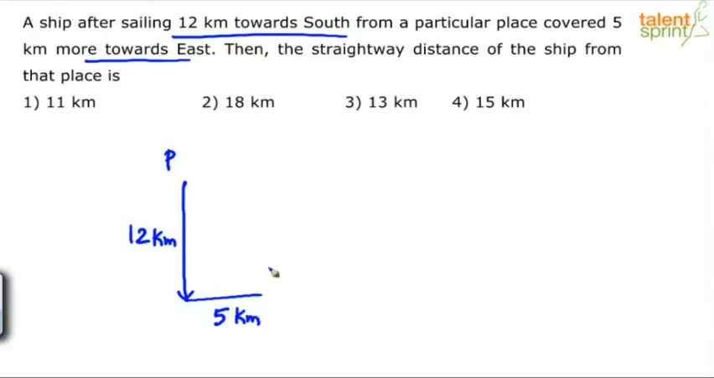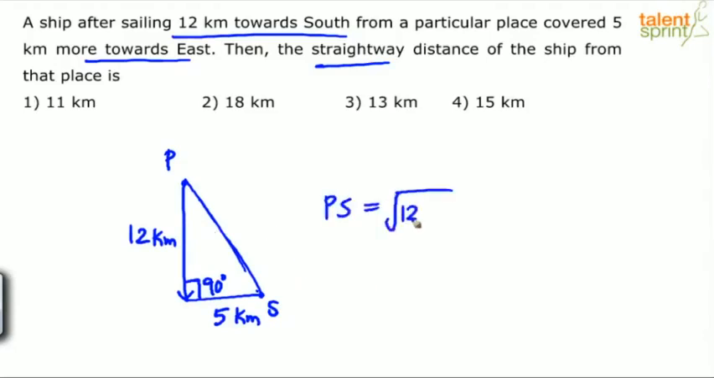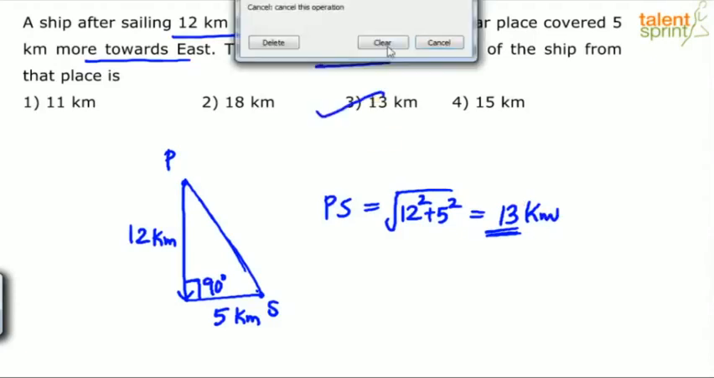Then the straightaway distance of the ship from that place is. So we started from this place, right? Now the current position of the ship is S. Let's say this is the current position S. So what is the straightaway distance of the ship from point P? You know that this will be a right angle triangle because from south you have moved towards east, right? A right turn, a complete 90 degrees turn. So right angle triangle, this will be the hypotenuse. So PS will be what? Root over 12 squared plus 5 squared. And you need not even write this. You know that 12 and 5 will result in what? 13 in a Pythagorean triplet. So 13 kilometers will be the answer. The straight distance will be 13 kilometers. I think this is a no-brainer, right?